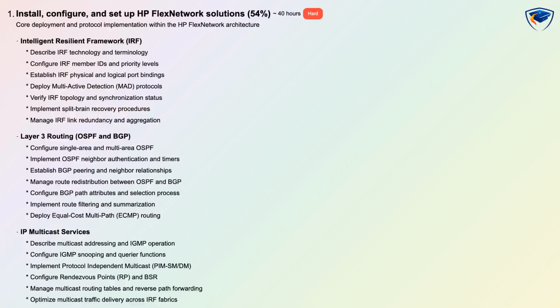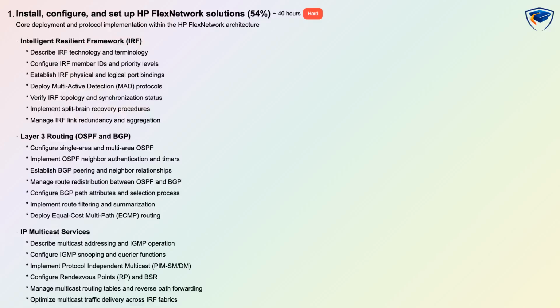You will also master core layer 3 routing with single area and multi-area OSPF, neighbor authentication and timer tuning, BGP peering and attribute manipulation, route redistribution between OSPF and BGP, route filtering and summarization, and ECMP deployment.